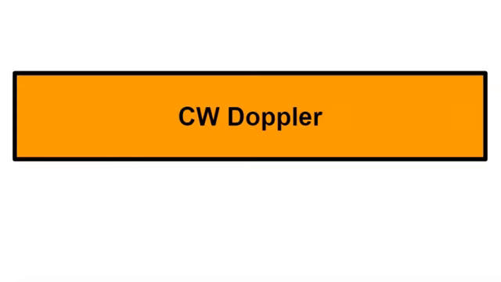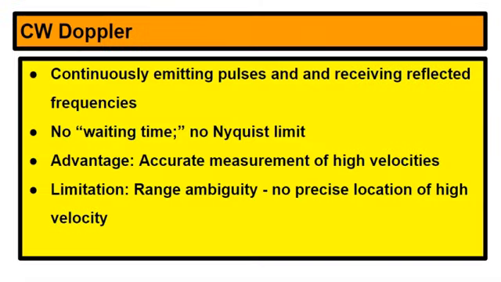CW Doppler, not so much to say about this. Continuously emitting pulses and receiving reflected frequencies. There's no waiting time, no Nyquist limit, and accurate measurement of high velocities. We use this all the time in echo, of course. The limitation is that, unlike pulse wave Doppler, we can't sample blood velocity at a certain spot within the heart.